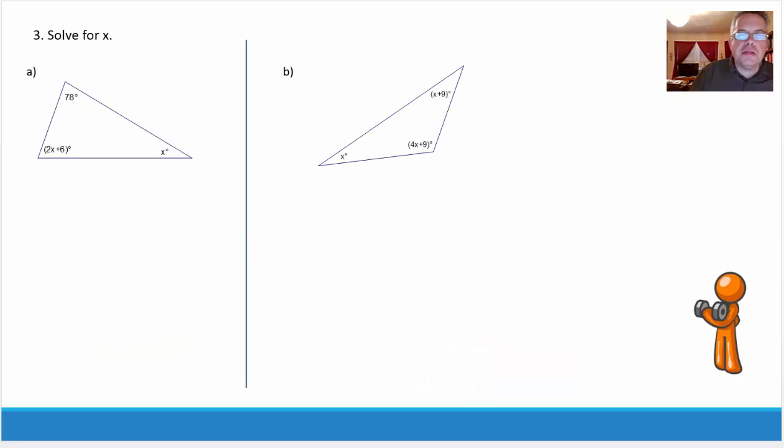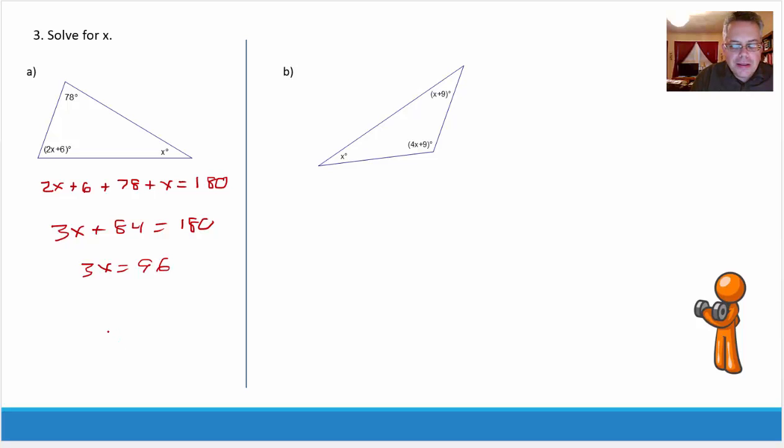These have expressions. So this is going to be no problem for us because we know the fact the sum of the angles equals 180. So we just have to add up the angles, 2x plus 6 plus 78 plus x, and set it equal to 180. After that, game over. 3x plus 84 equals 180. If I subtract 84, I think I get 3x equals 96, or x equals 32. Bam, that easy.